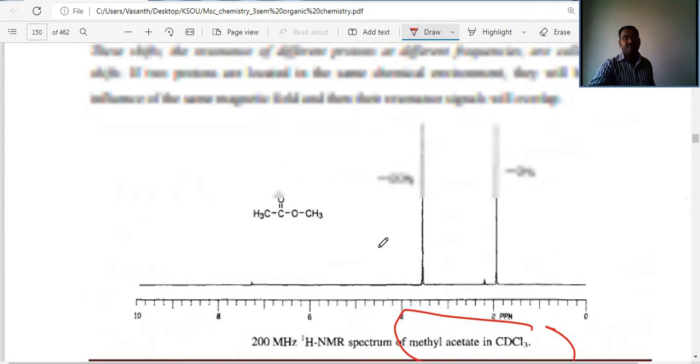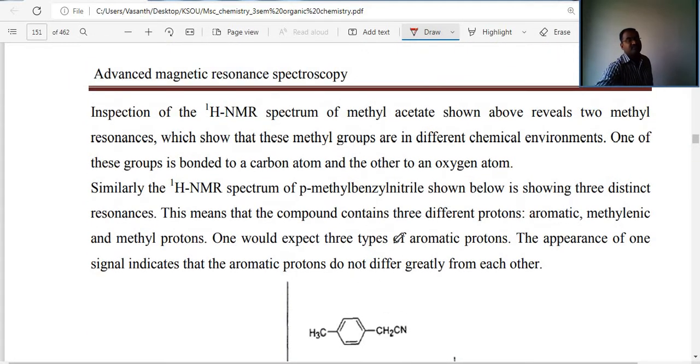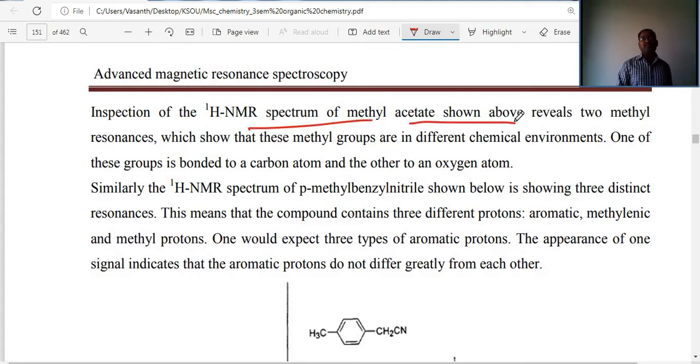Now, we are going to study that. Inspection of the proton NMR spectrum of methyl acetate shown above reveals two methyl resonances, which shows that these methyl groups are in different chemical environments. One of these groups is bonded to certain atoms.